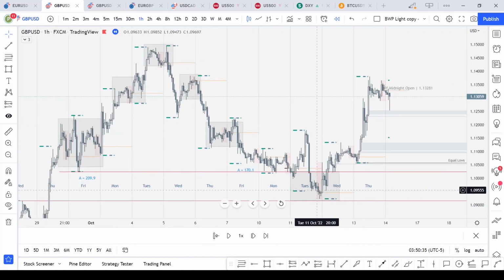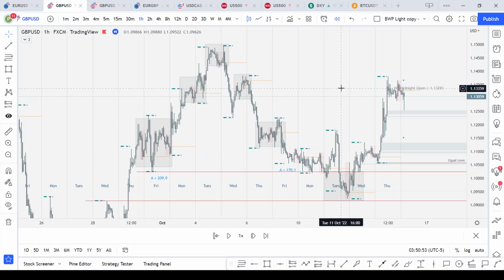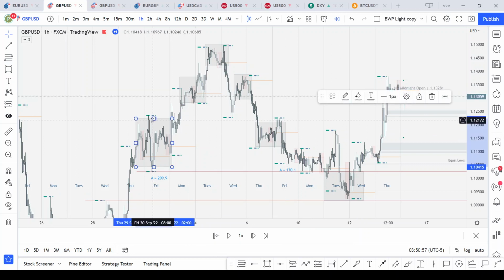And once price returns to that level, you begin to anticipate another market maker buy model to take out the initial high, or at least to return back into premium, right? So that's the model. I hope that is simple enough. Let me show you another example.